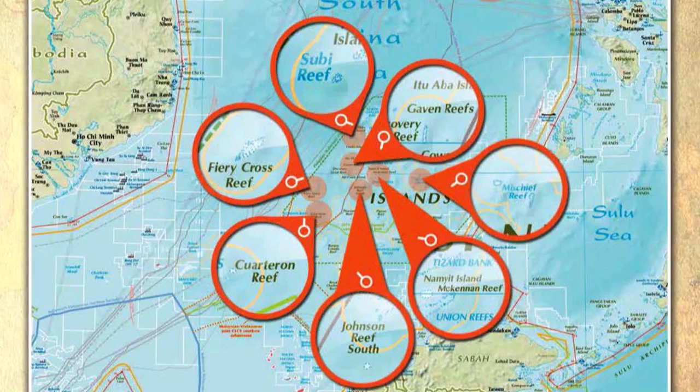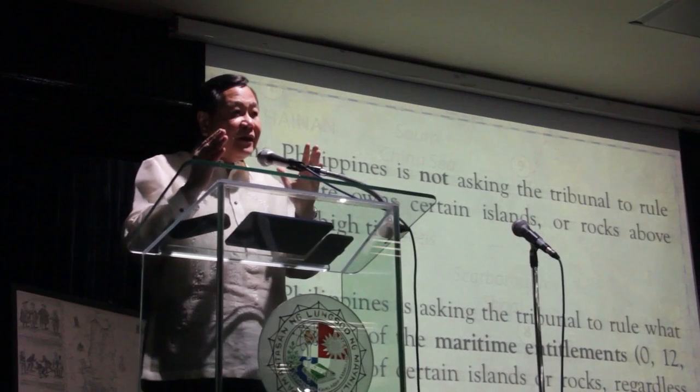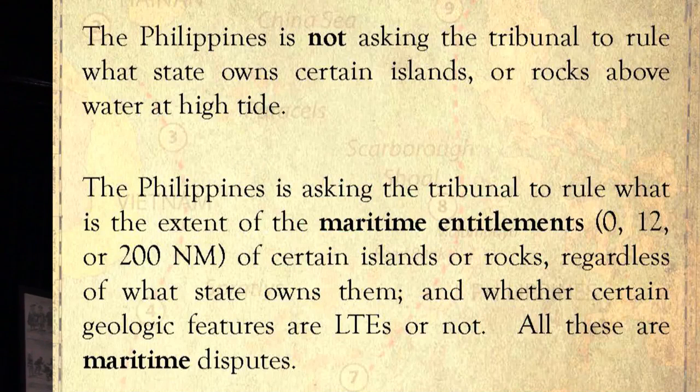We are not asking the tribunal to rule who owns, who has sovereignty over certain islands or rocks above water at high tide. We are asking the tribunal to rule what are the maritime entitlements of these geologic features, whether 0 nautical mile, 12 nautical mile, or 200 nautical mile.